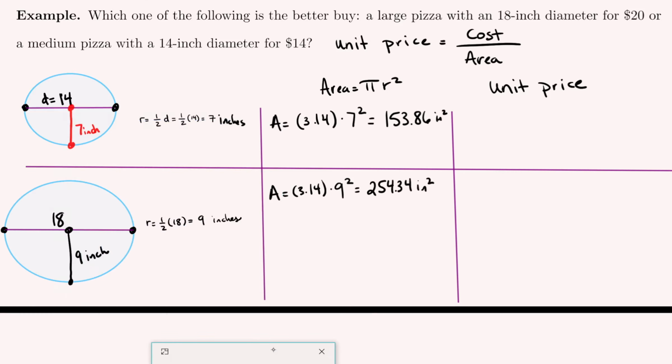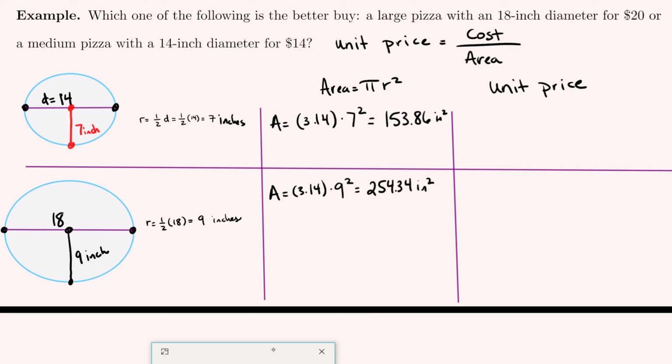Now that we have the areas for both pizzas, we're able to calculate the unit price. So the unit price, again, is always cost divided by what you're measuring things against. For this problem, in order to compare the large and the medium pizzas, I need to compare their areas. I also could compare their weights, but I have no way of calculating the weights. Given the diameter, I could find the radius, and with the radius, I could find the area.